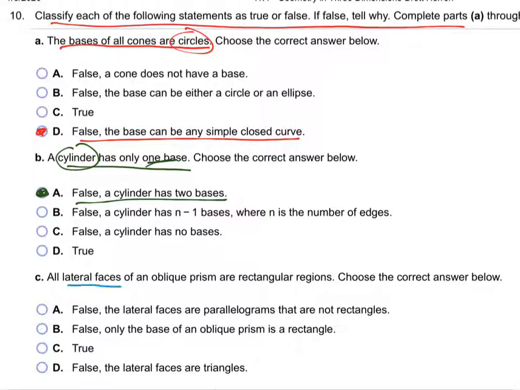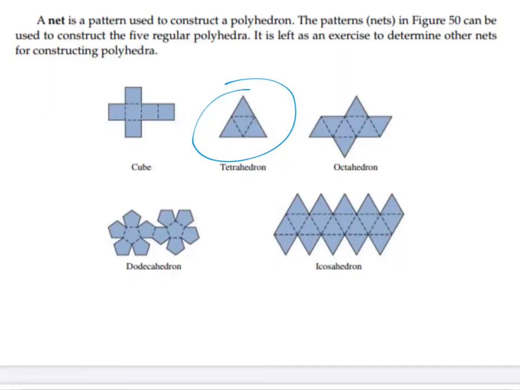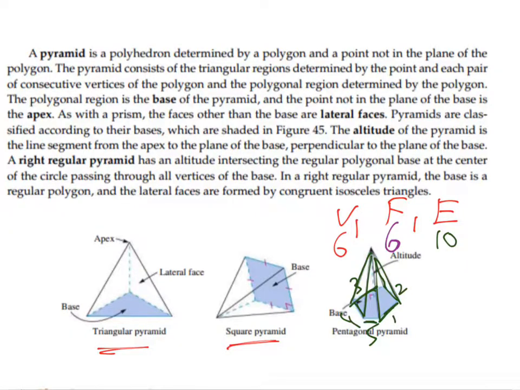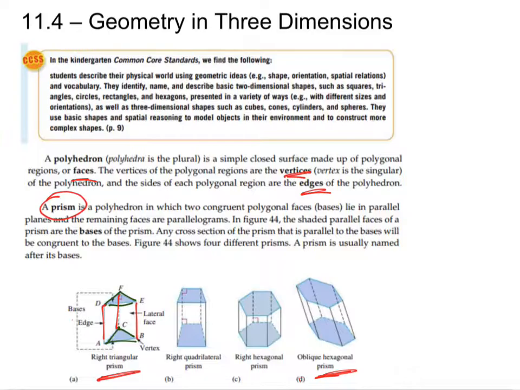Next, all lateral faces, that means side faces, of an oblique prism are rectangular regions. An oblique prism. Well, if you go back, we actually have an oblique prism back here. So notice these two prisms, right? Here's an oblique hexagonal prism, and here's a right hexagonal prism. And they're talking about the sides. Well, look at the side here. What kind of shape is that compared to this?